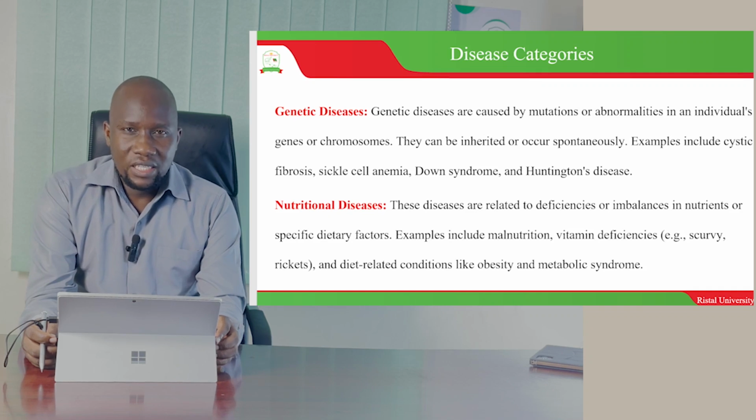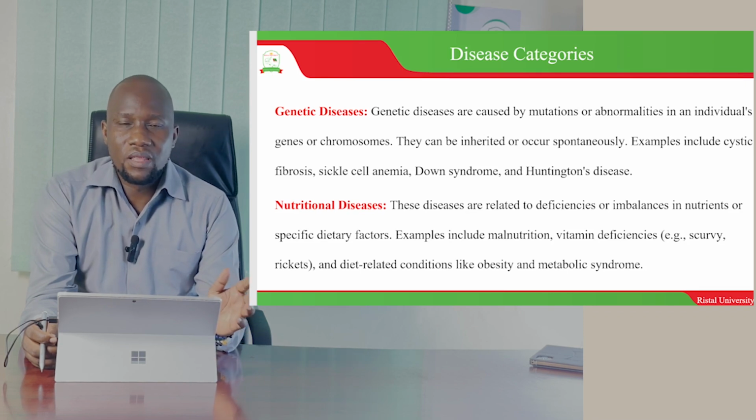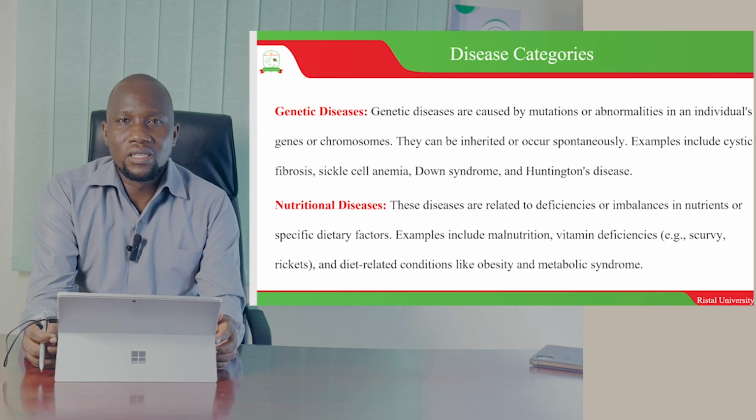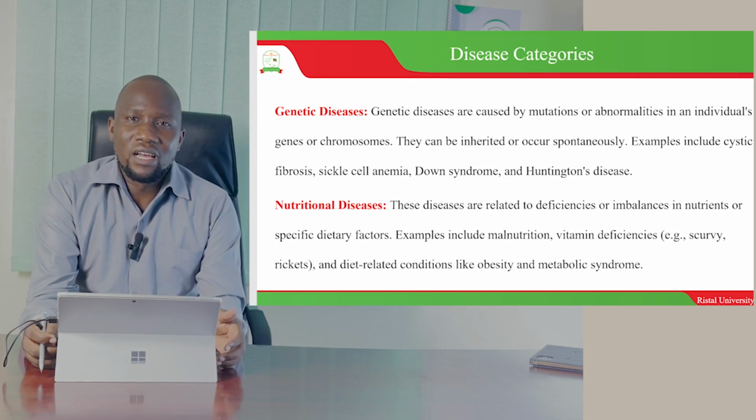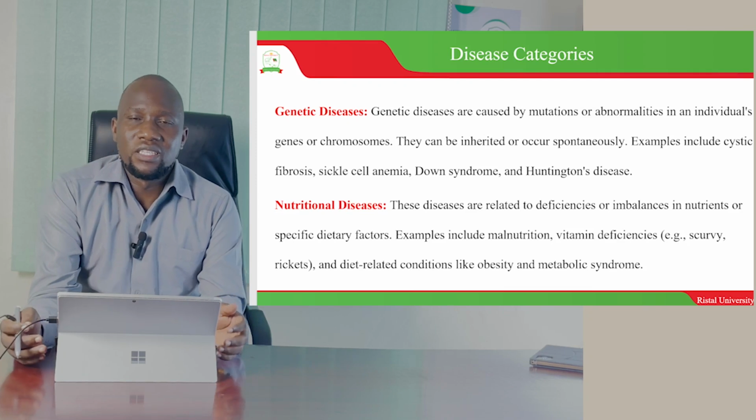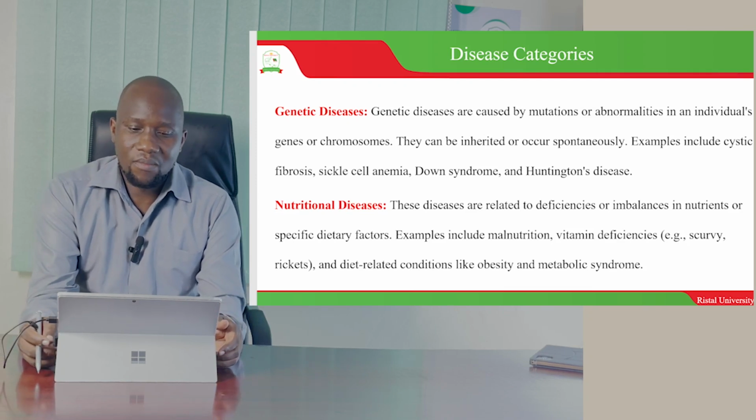And then we have genetic diseases. These are diseases that can be transmitted from the parents to the young ones. This happens because there is abnormality in the genetic material, the genes or chromosomes. These are affected, and when fertilization happens, this same defect is transmitted to the offspring.